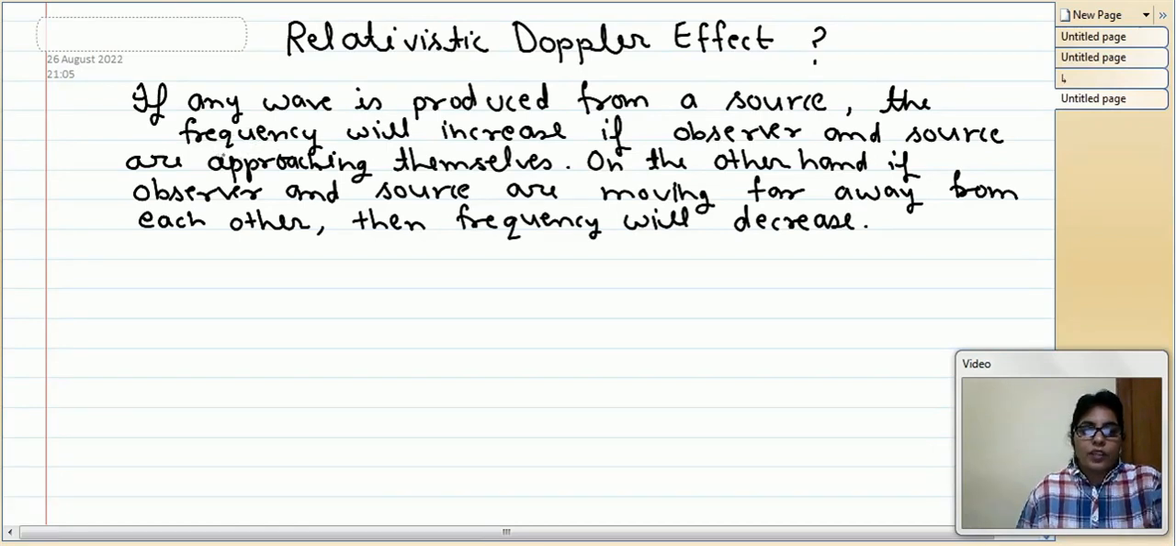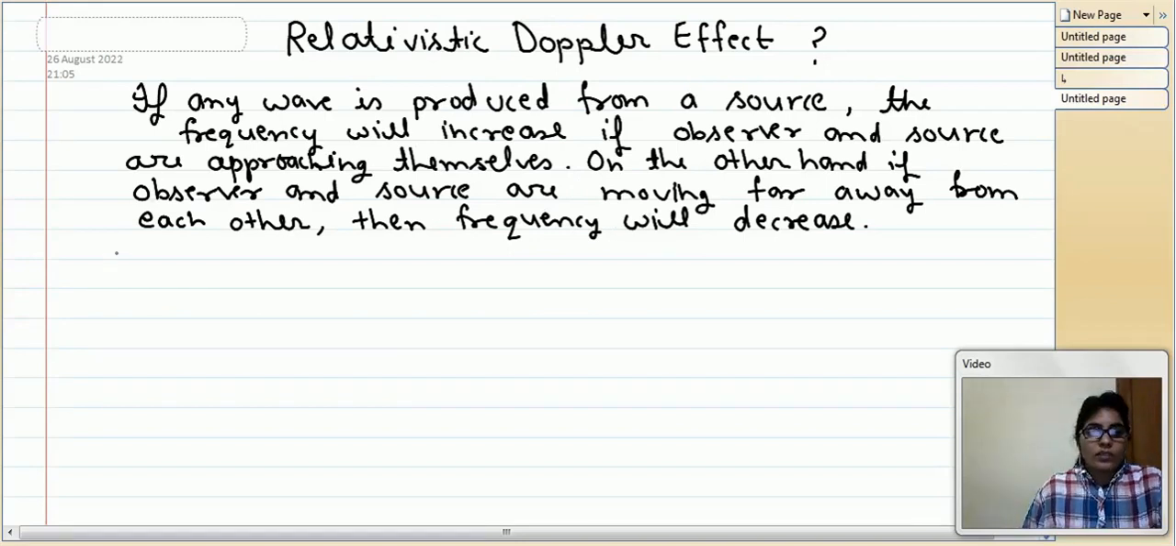And if we give our statement in terms of the wavelength, then opposite will be the case. That is, if any wave is produced from a source, the wavelength will decrease if observer and source are approaching towards each other. On the other hand, if observer and source are moving far away from each other, then wavelength will increase.